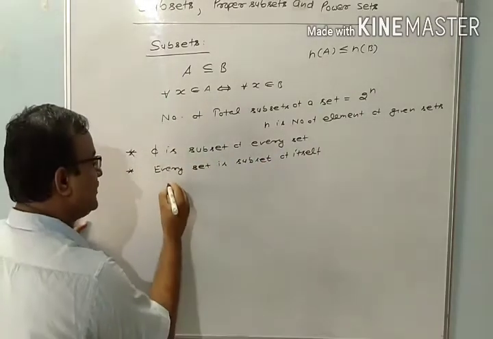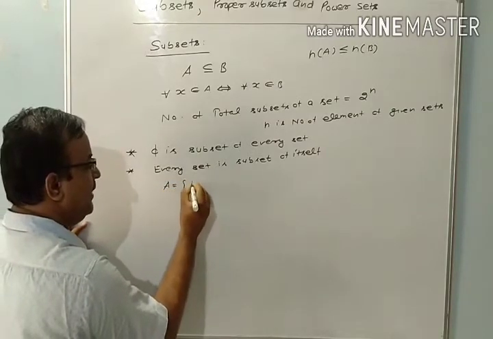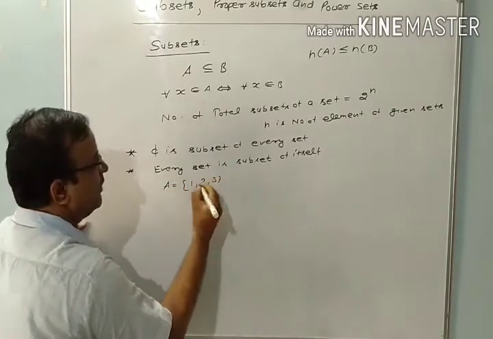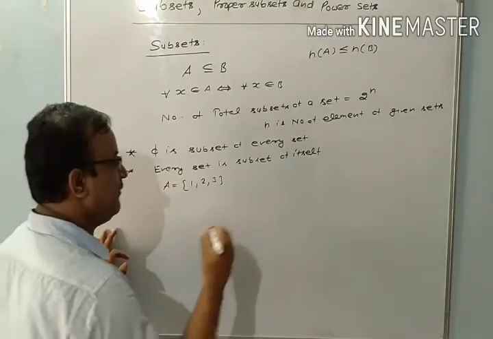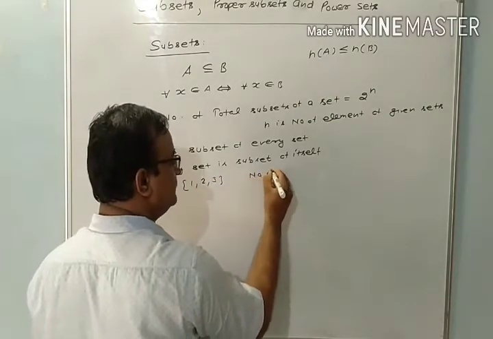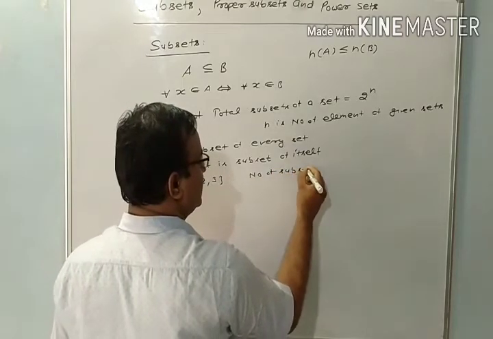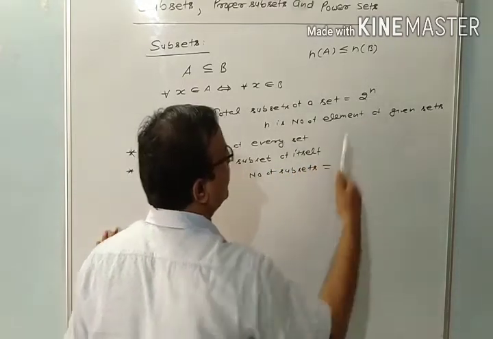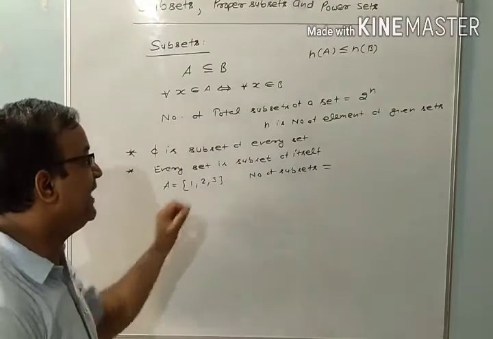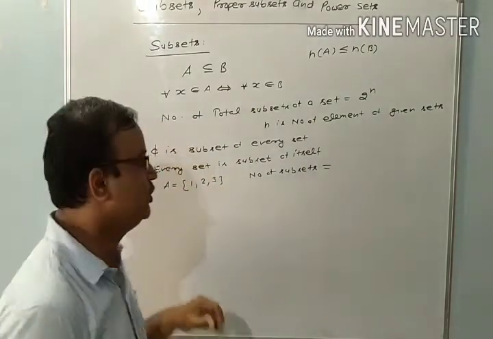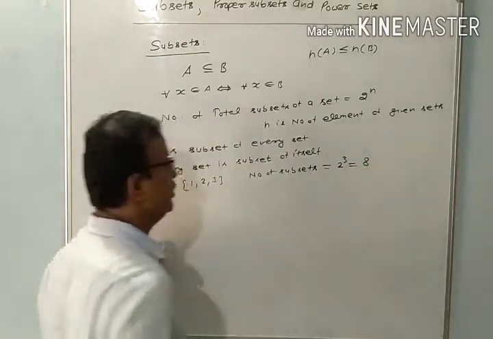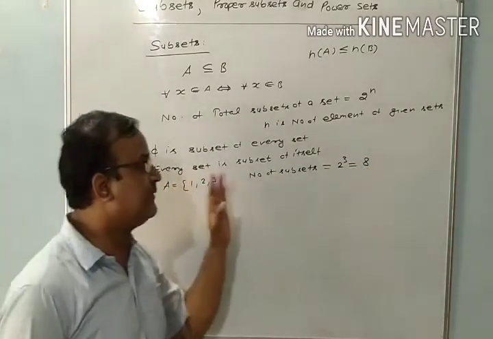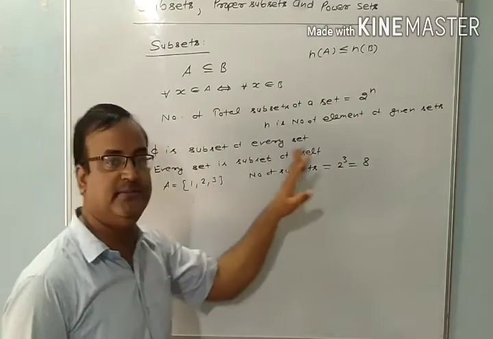Clear? So suppose a set has elements 1, 2, 3. If we find the total number of subsets, we will use this formula. The formula is 2 to the power n, where n is the number of elements in the set. So we'll write here 2 to the power 3, which is 8. That means the total number of subsets of set A is 8.